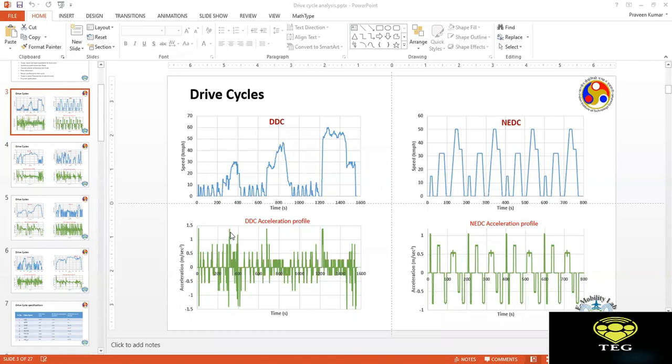Good morning, sir. My name is Chirag from NPTI Nagpur. Sir, the graph I'm seeing for the drive cycle is just for half an hour. So for what time of day is it? It's 1600 seconds, roughly half an hour.